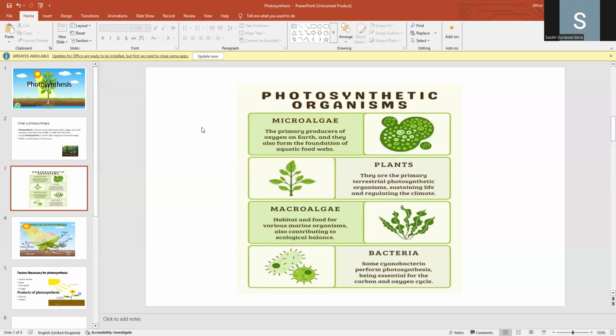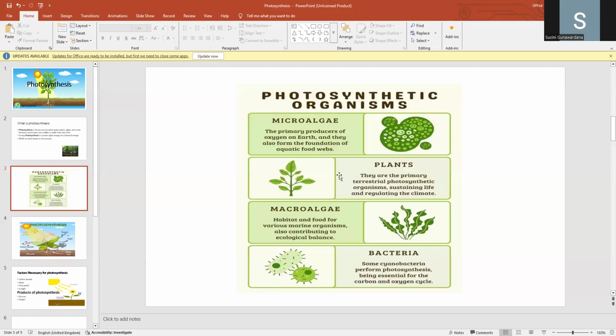Besides that, there are some other organisms that can do photosynthesis. They are microalgae, which are microorganisms. And there are macroalgae, which are a little bit bigger, meaning we can see these algae with the naked eye. Also, there are some bacteria, not all bacteria. There is a group of bacteria that can do photosynthesis. We call them cyanobacteria.